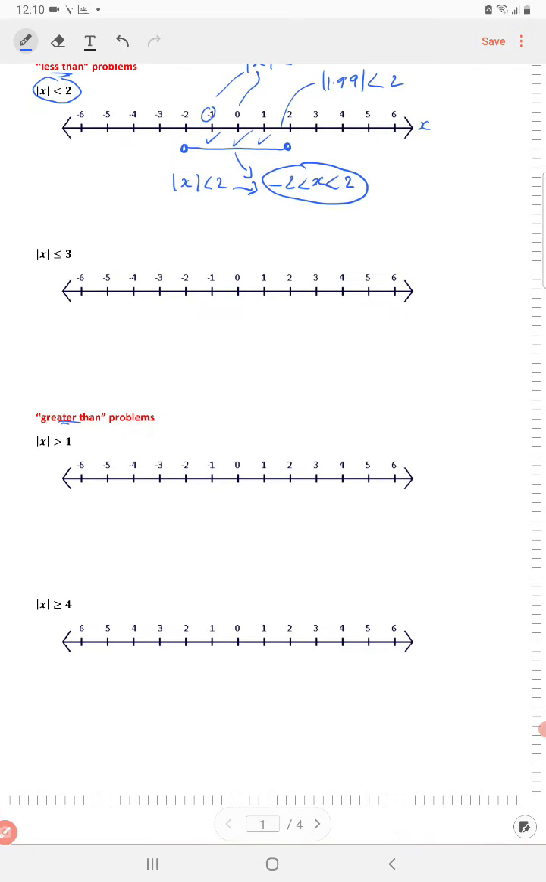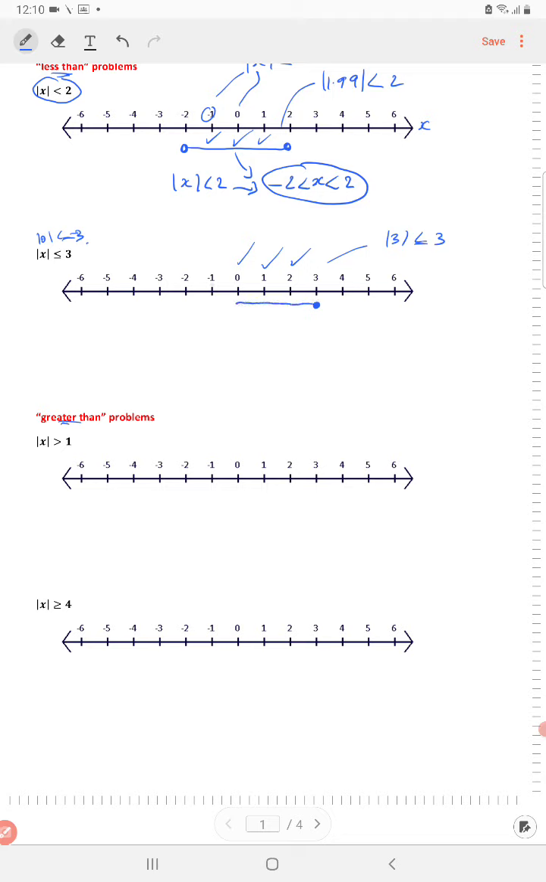For the next question, |x| ≤ 3. Again, we try a few values. 0, so put 0 in here. Okay, absolute value 0 is less than or equal to 3. 1 is okay, absolute value 1 is 1, which is less than 3. 2, absolute value 2 is less than 3. And 3, absolute value 3 is equal to 3, which is also true. So up to this point, all of these are okay.